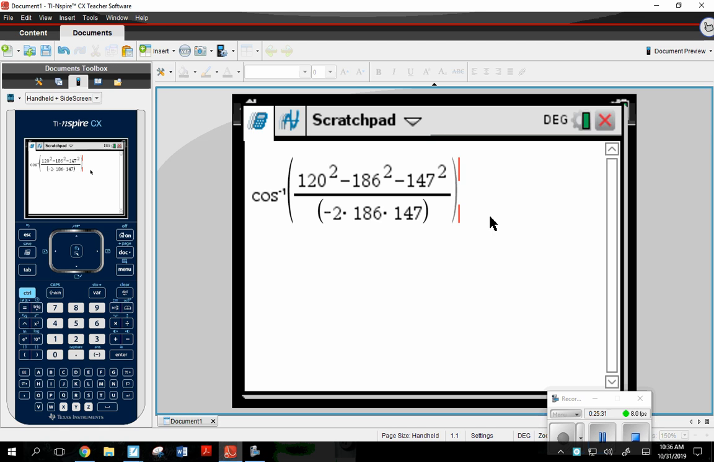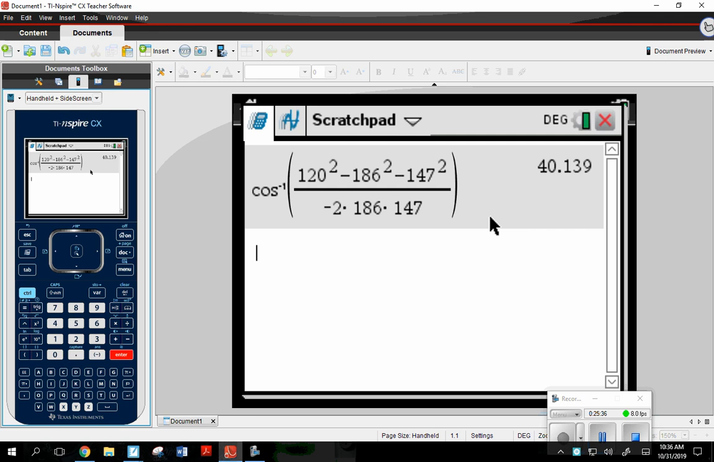So what is the smallest angle of this triangle? There we go. Perfect. That's it. That's law of cosines.